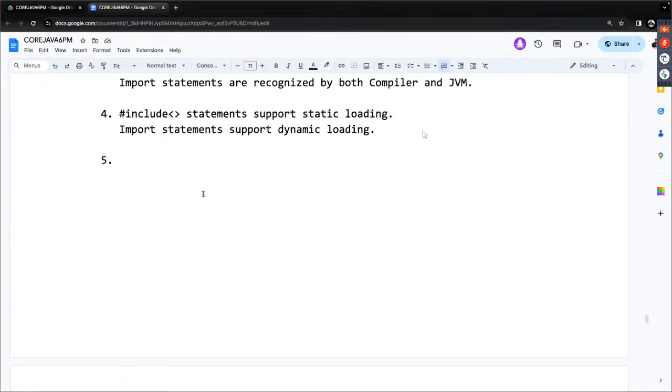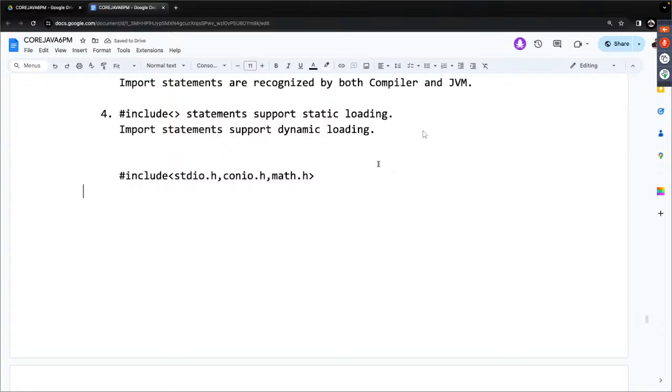Everybody, put more concentration here. As you know already, in the C programming language, is this syntax possible? Now try to observe this syntax: hash include stdio.h, conio.h, math.h. Is it possible to write the syntax like this?